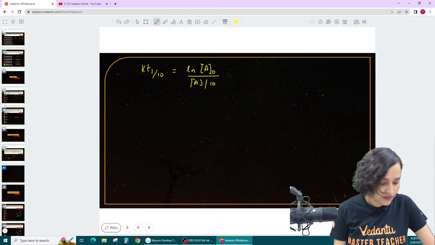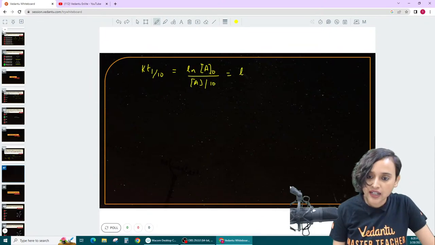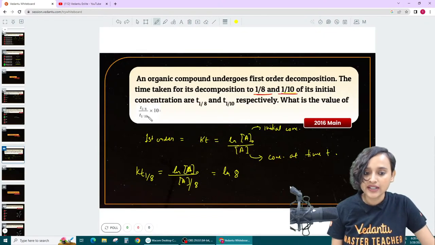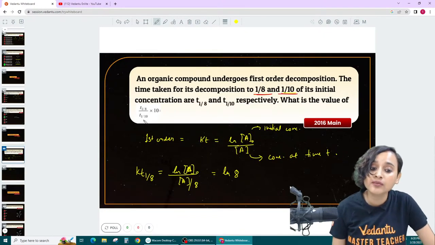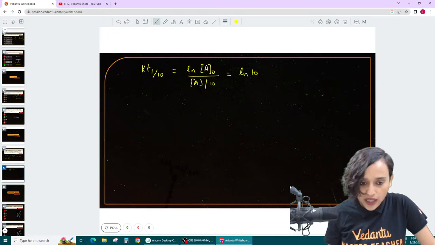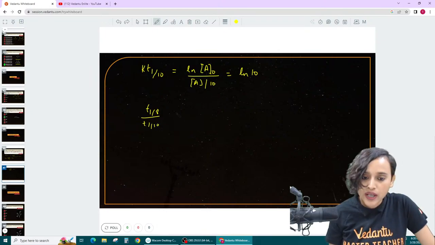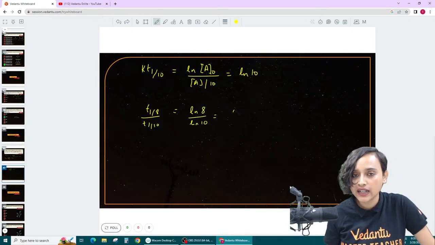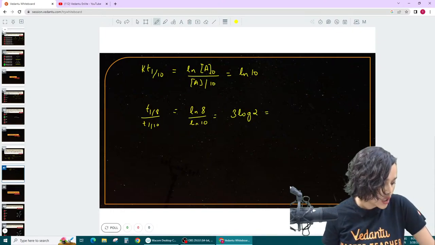A by 10, yes. Which means that it will be ln of 10, yes. Now, as per the question, what is it writing? T1 by 8 divided by T1 by 10 into 10. So, what do I have to do? T1 by 8 divided by T1 by 10, which is equal to ln of 8 divided by ln of 10.